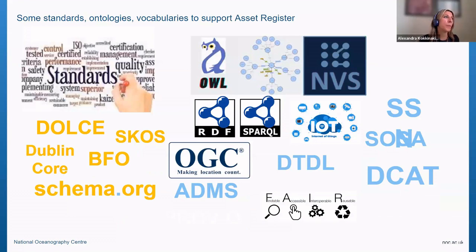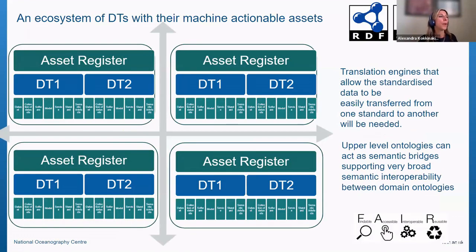These are some of the standards we used, the ontologies and vocabulary standards, like RDF, SPARQL, OWL, DCAT, schema.org, and so on. And this is the vision of looking at digital twins as an ecosystem of digital twins that are machine actionable, and they have machine actionable assets.